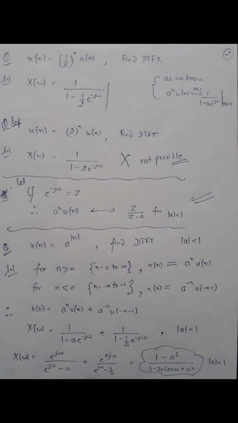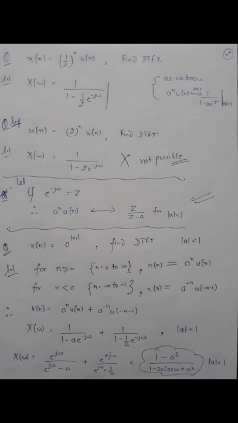Second example is on the basis of the first one, x[n] equals half raised to power n u[n]. Find out the DTFT. We know that a raised to power n u[n] has DTFT 1 upon 1 minus a e raised to power minus j omega, with mod of a less than 1. So here a is half. So X(omega) we can write equals 1 upon 1 minus half e raised to power minus j omega, with mod of a less than 1.